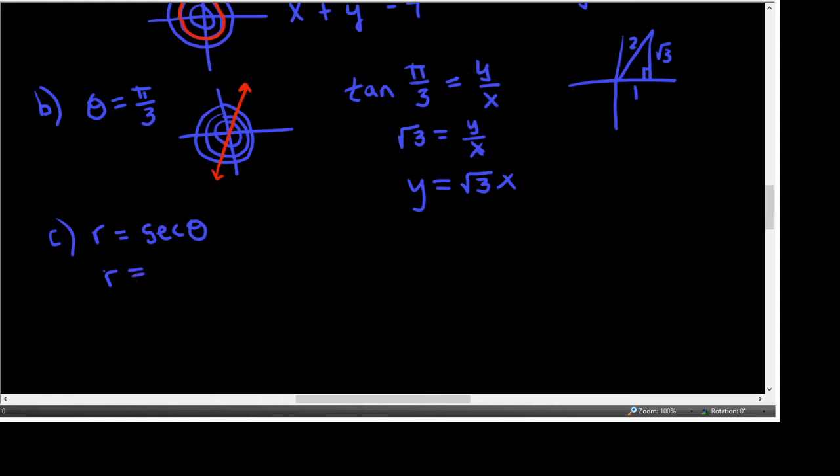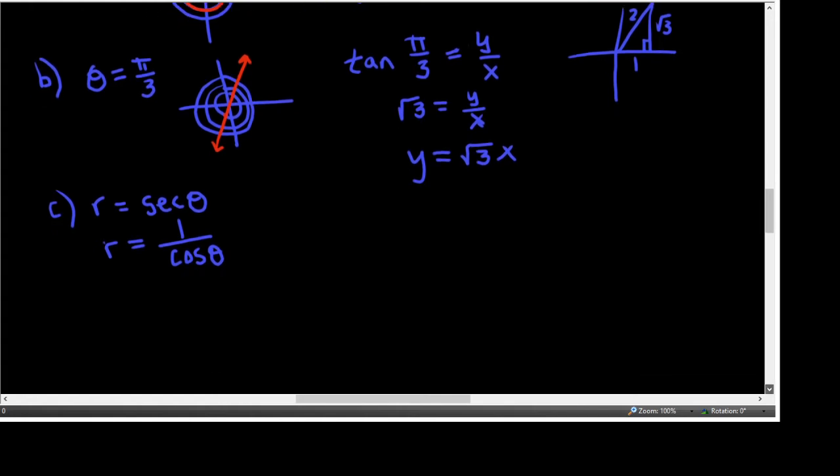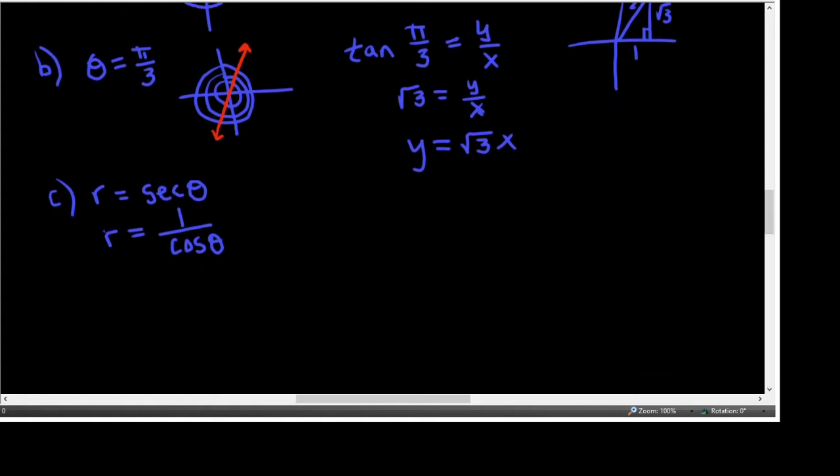Let's try rewriting this in terms of sine and or cosine. Since the secant of theta is 1 over cosine theta, yes, you still need to know all of your identities from pre-calculus, we can write r is equal to 1 divided by cosine of theta. So if I multiply both sides of that equation by cosine theta, lo and behold, I actually end up with r cosine theta, which is good, because r cosine theta is x.